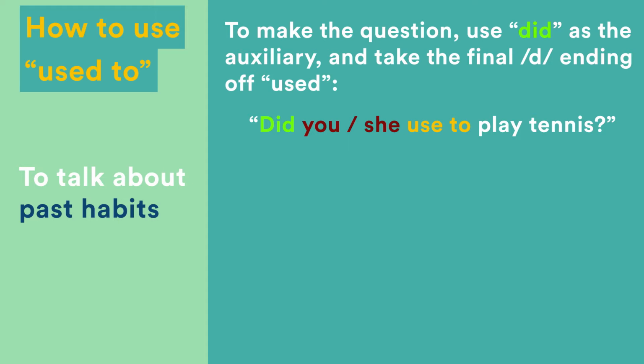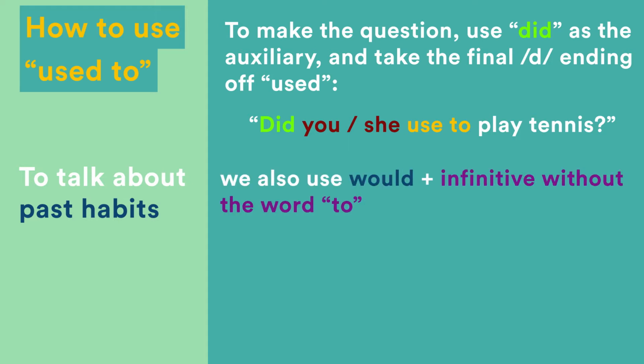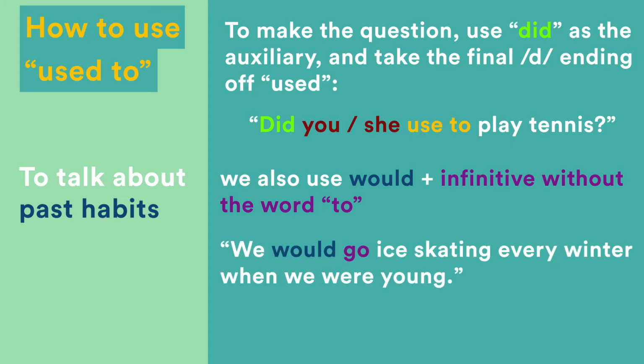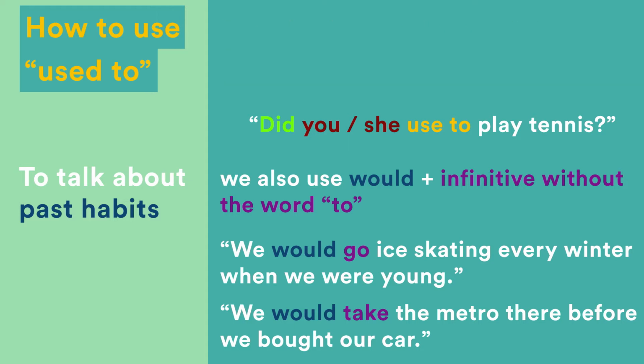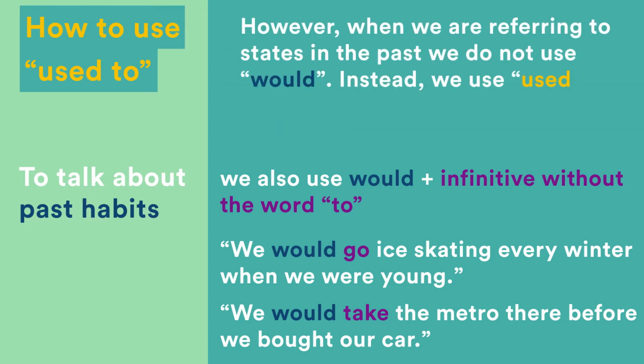To talk about past habits, we also use would plus infinitive without the word to. We would go ice skating every winter when we were young. We would take the metro there before we bought our car. However, when we are referring to states in the past, we do not use would. Instead, we use used to.